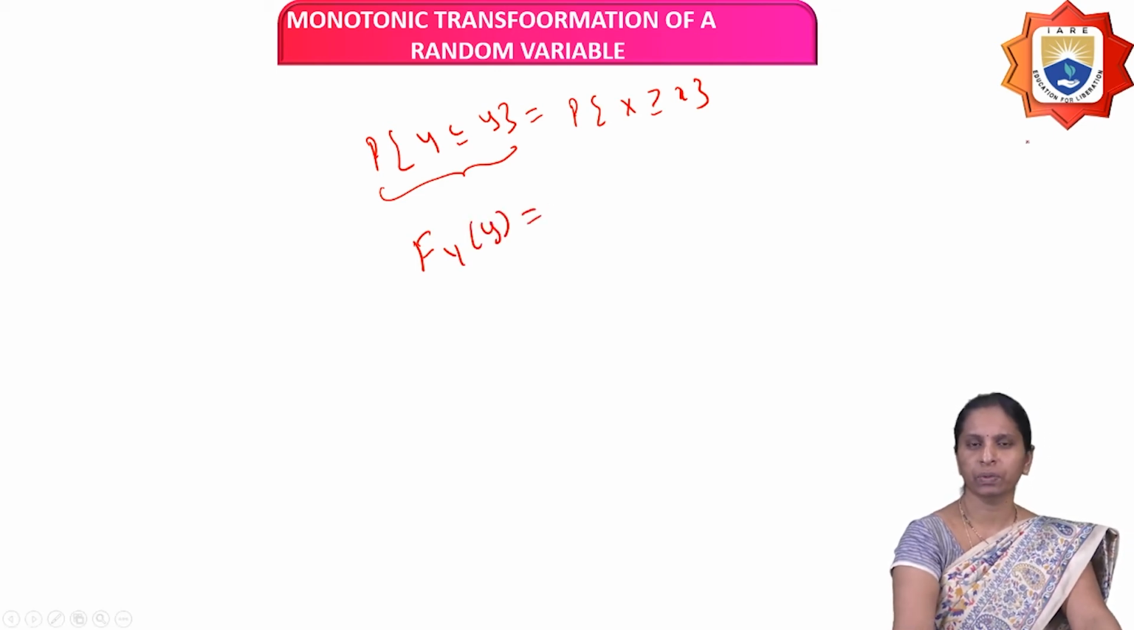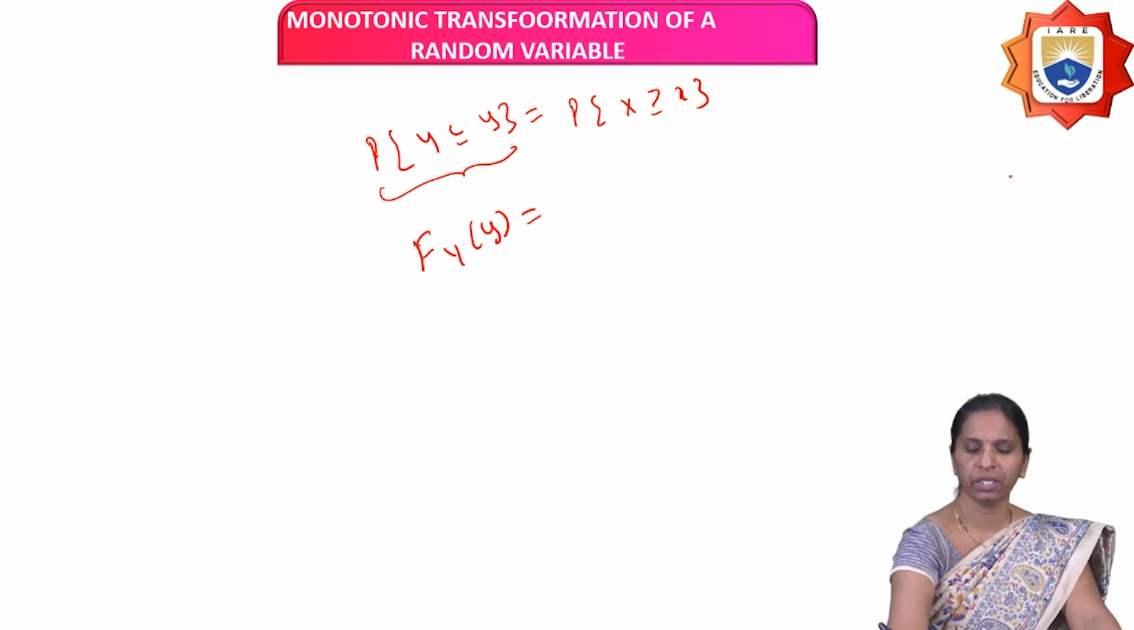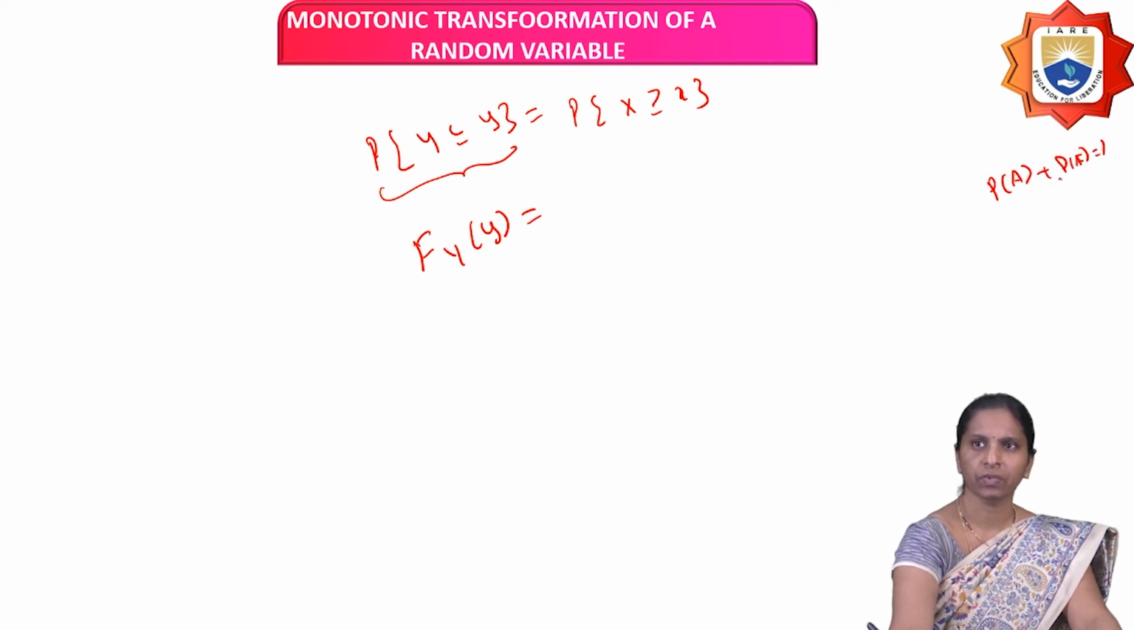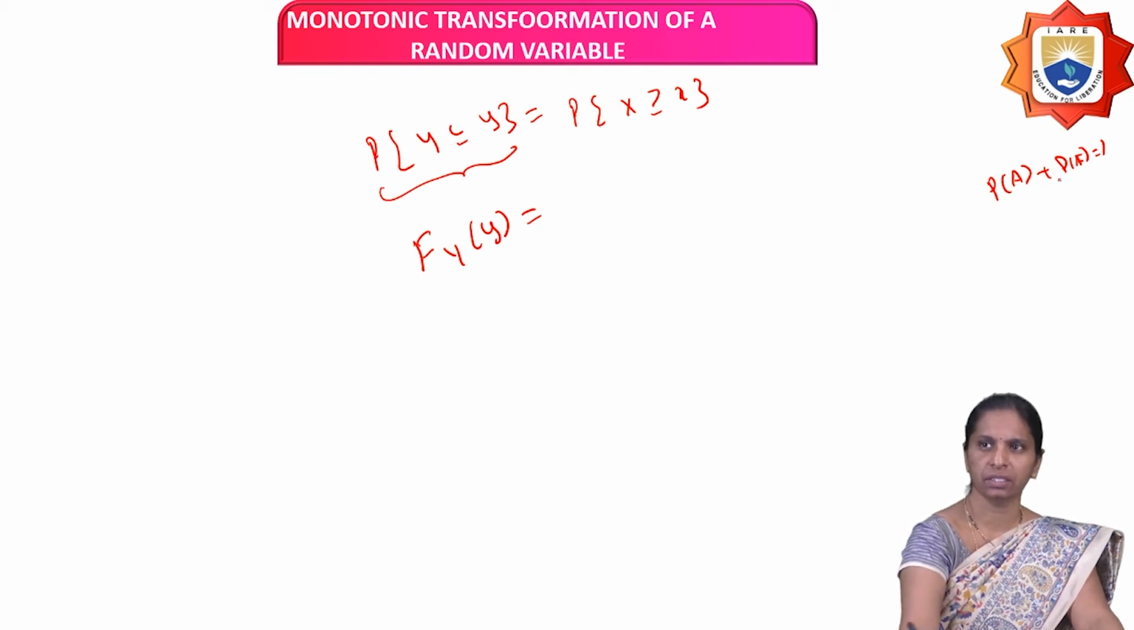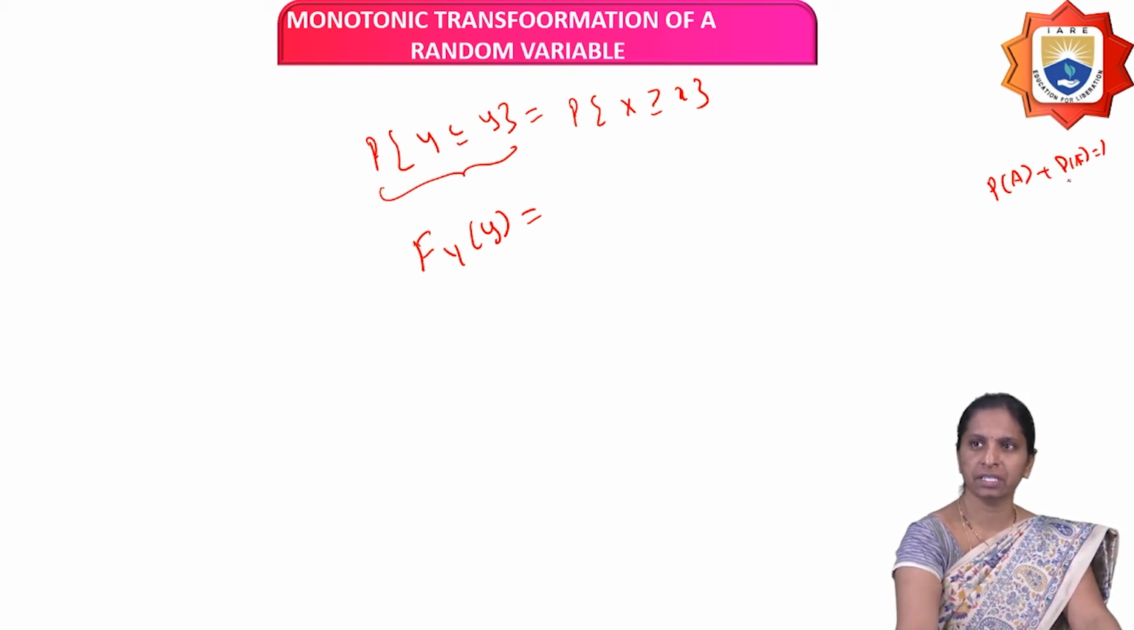Now, from the properties of probability, what can you say? The total probability of an event and its complementary event is equal to 1. Now, let us say A is X less than or equal to x. Then what is the probability that X is less than or equal to x?